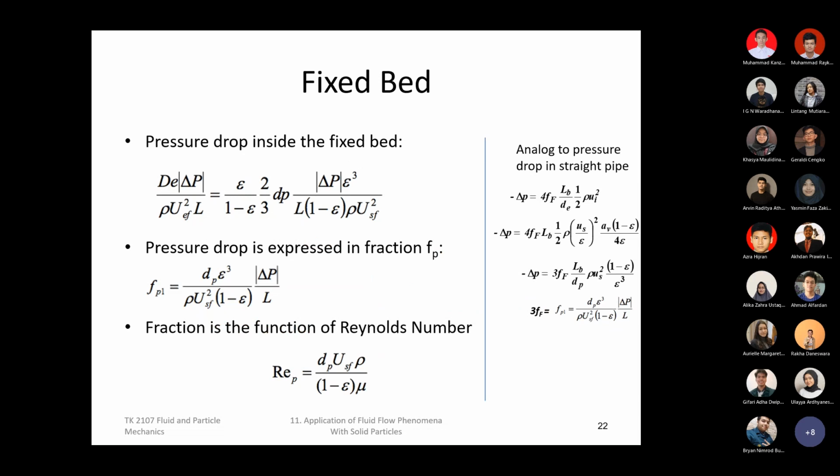So I'll start with the Reynolds particle first. Hopefully you still remember this part from last week. Reynolds particle is a function of the particle diameter multiplied by the rho and the slip velocity. Okay, remember, that's the slip velocity. And the mu. Okay, the same Reynolds particle.